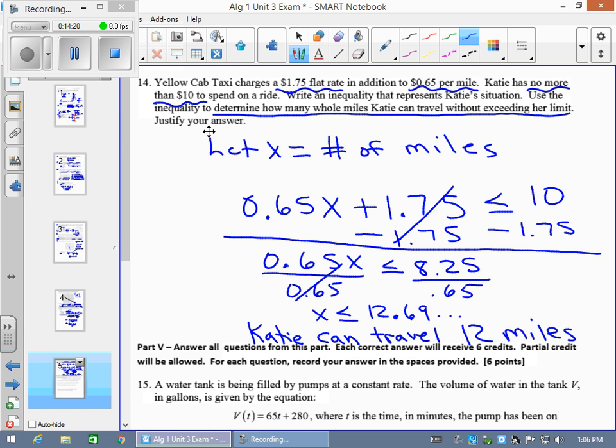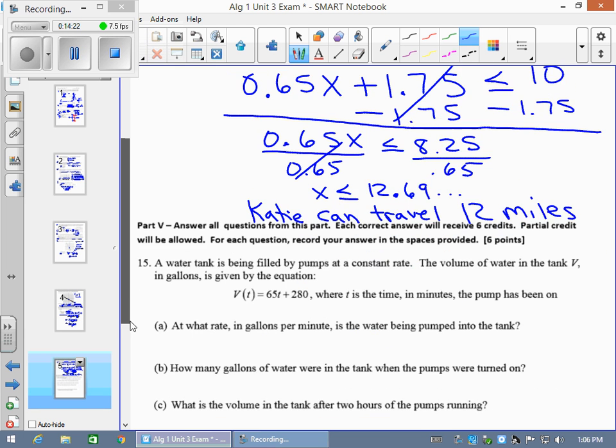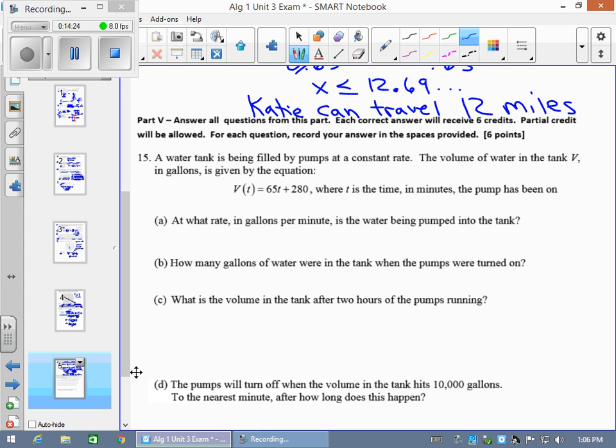Question number 15. I know the rate, which means the slope, is the water being pumped into the tank. So I'm going to look at the equation. The slope is always the coefficient, or the number in front of the variable. So it should have been 65. Part B, how many gallons of water were in the tank when the pumps were turned on? Well, that's your initial value, or your y-intercept, which was 208.